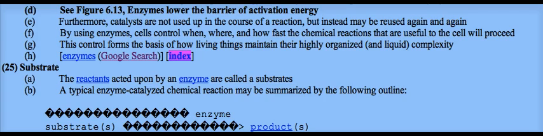All right, so the substrate, just to throw in all the vocabulary at once here, right, the reactants acted upon by an enzyme are called substrates. Okay, so you have an enzyme and a substrate. The enzyme is acting on the substrate.